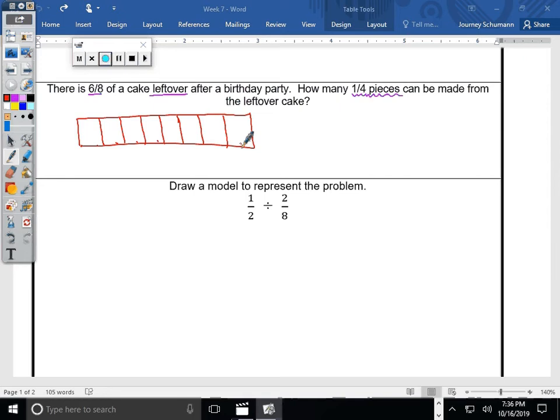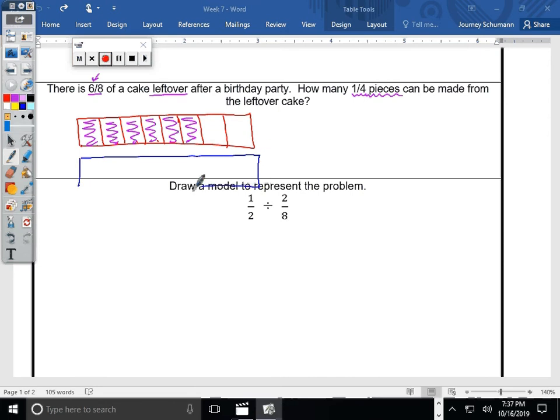But how many are remaining? Well, you look at the numerator and say just 6 of them. So we'll just shade in 6. This is the cake that's remaining, isn't it? But now I'm trying to break it into 1/4. Each serving is going to be 1/4 of the size. So I'm comparing that to the original.